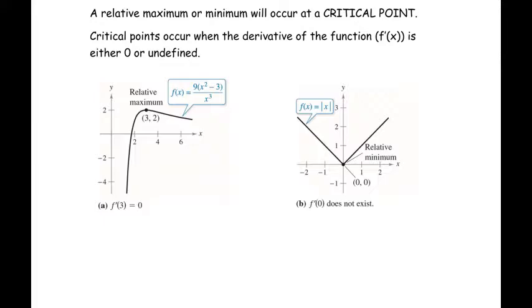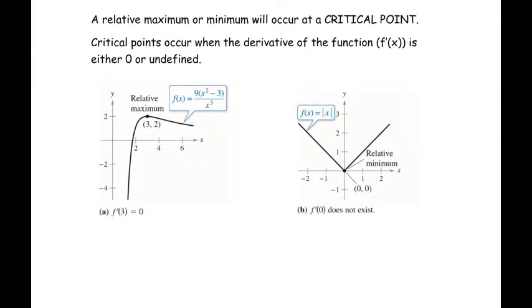Relative extrema, or relative max and mins, will occur at critical values or critical points. Critical points occur in one of two places: when the derivative of the function is 0 or the derivative of the function is undefined. So these are the two conditions that we look for. In A, this is what it might look like if f prime of x is 0. It's a very smooth curve. At this point we have a relative maximum. And in this scenario, the absolute value function, this happens when the derivative doesn't exist, is where the minimum is.